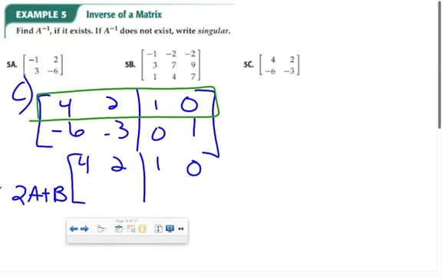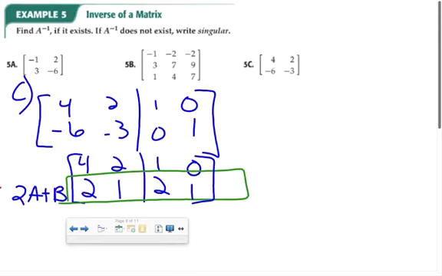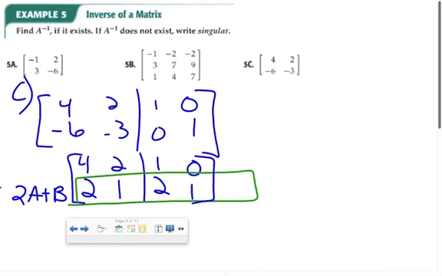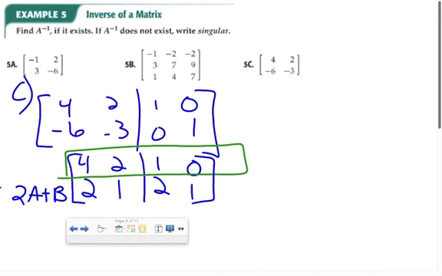Two times 4 is 8. 8 plus -6 is 2. 2 times 2 is 4, and 4 plus -3 is 1. 2 times 1 is 2, and 2 plus 0 is 2. 2 times 0 is 0, and 0 plus 1 is 1. Well, this isn't getting me any closer to a 1, but you might be noticing that if I double the left side here, I end up with the left side here.